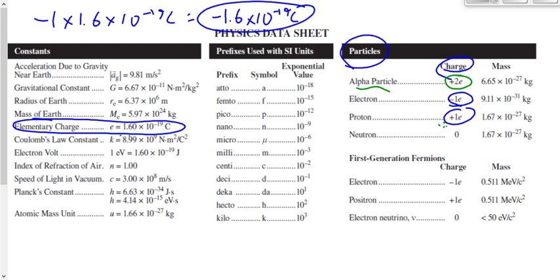Somebody's going to ask me on your next unit test, on your first quiz even, oh, what's the charge of an electron? I can't remember. And my answer is going to be, check your data sheet. But you need to know where to find it on your data sheet. It's a little bit trickier than some of these other things.